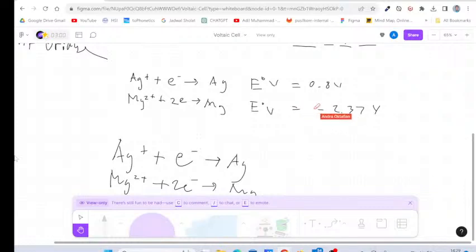Voltage in a cell. You see, for silver, the voltage is about 0.8 volts. However, for magnesium, the voltage equals minus 2.37 volts. I mean, we are going to measure what voltage will happen from this cell, right?